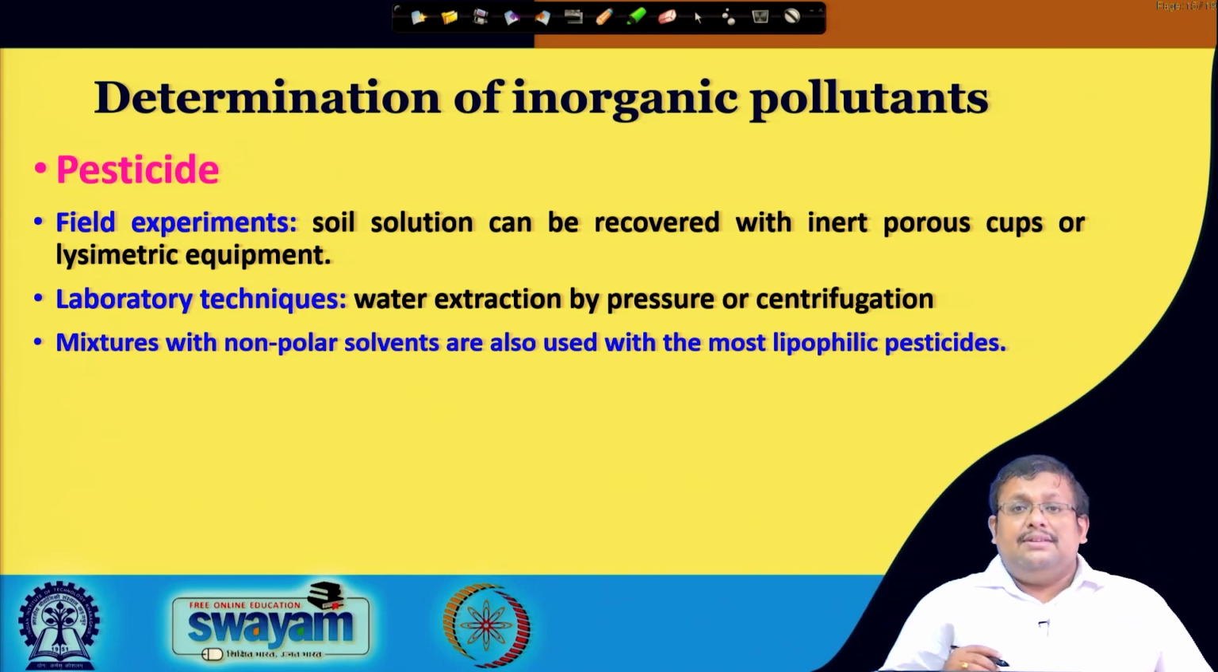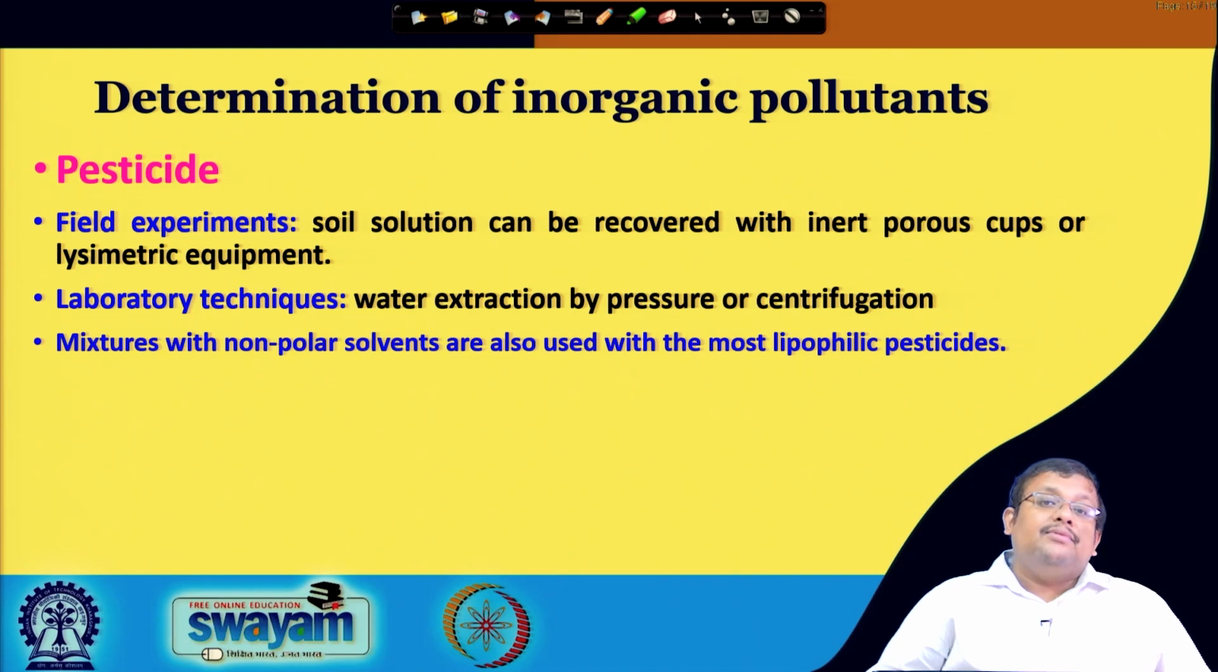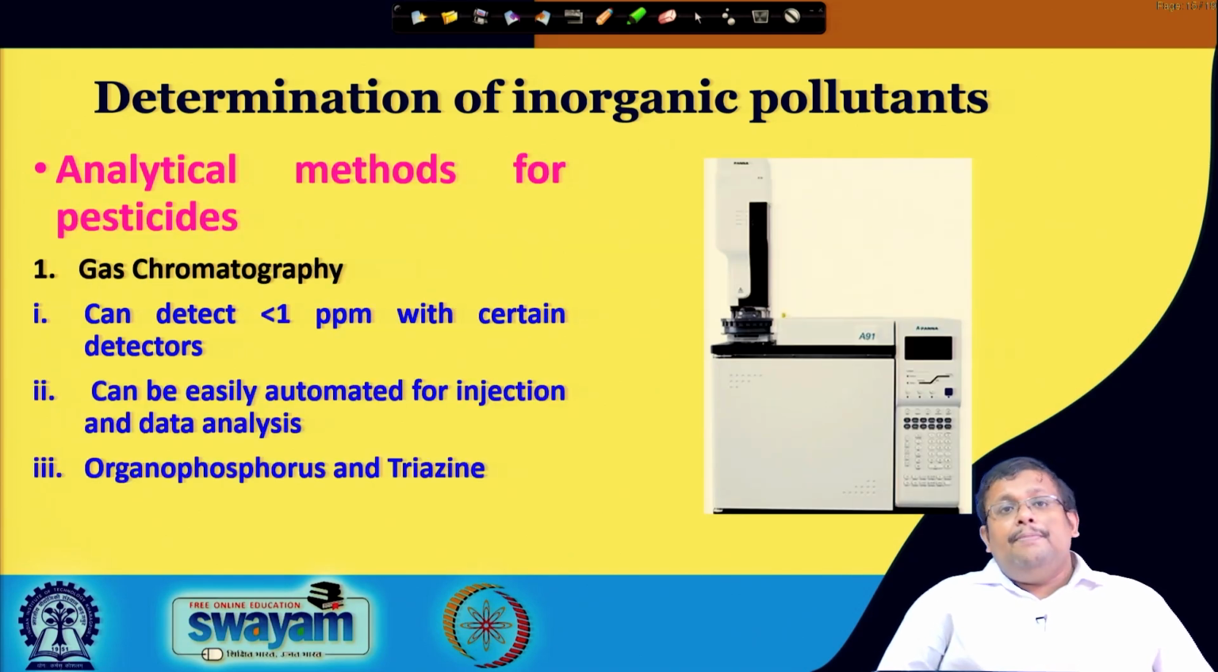And in the laboratory, among the laboratory techniques, water extraction by pressure or centrifugation is basically used to extract the pesticide residue. Also remember that mixtures with non-polar solvents are used with the most lipophilic pesticides. Now, what are the analytical methods for pesticide analysis? The most important analytical method used for pesticide analysis is the gas chromatographic method.